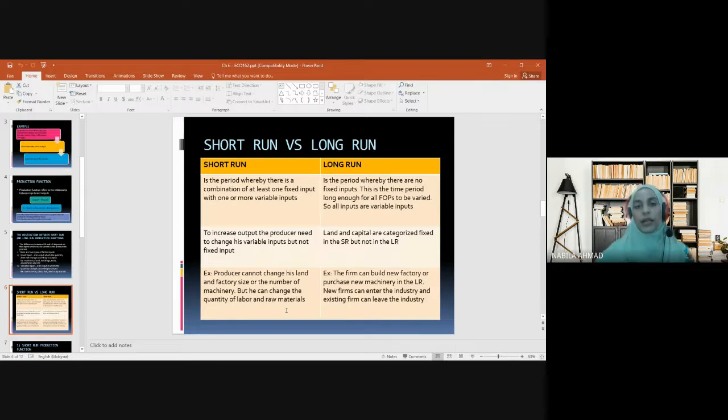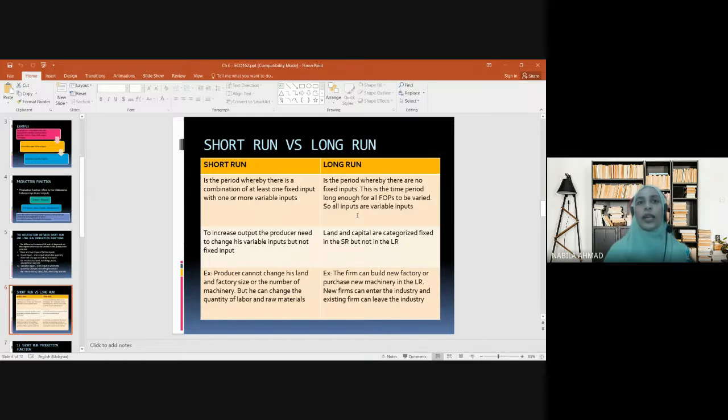Okay, right. So what about long run? Yeah, is the period whereby there are no fixed inputs. This is the time period long enough for all factors of production to be varied. So all inputs are variable input. Yeah, so dalam jangka masa panjang, bila company tu dah well established, dah ada banyak duit, so dia boleh ubah semua input dia bila-bila masa sahaja dalam jangka masa panjang.